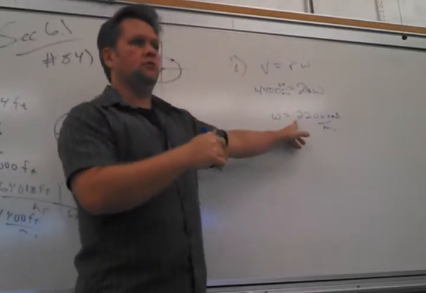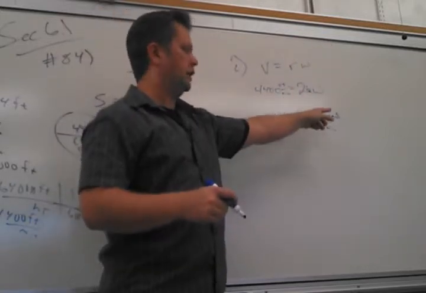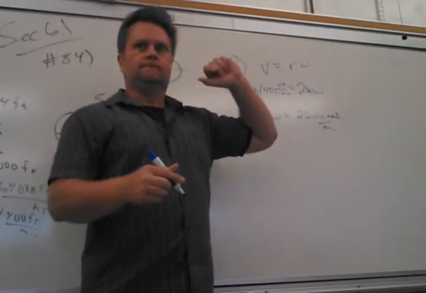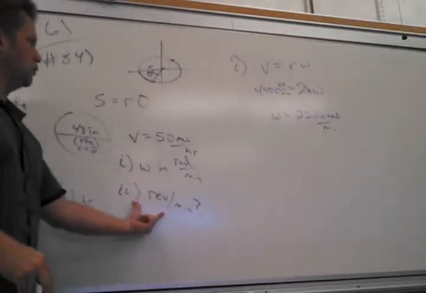So that's number one. My wheels are going 2,200 radians per minute. And that's what they wanted for part one. Now, how in the world do I go to part two?